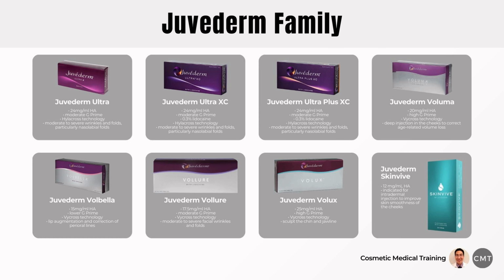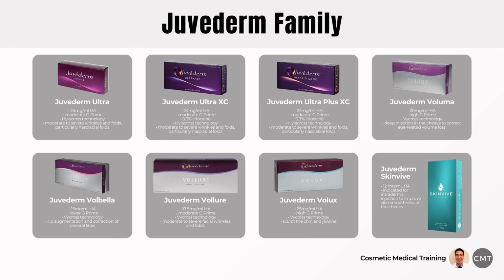Juvederm Ultra Plus XC has a higher G prime than Ultra and Ultra XC due to more robust cross-linking process, resulting in more substantial lift and higher viscosity. It's ideal for addressing more severe wrinkles and folds.